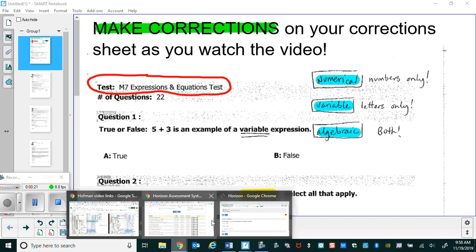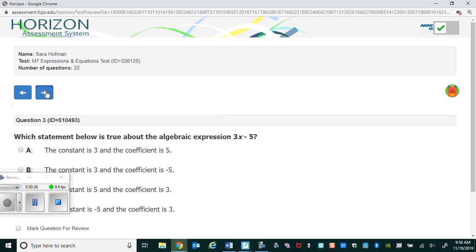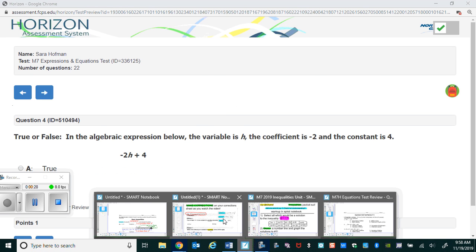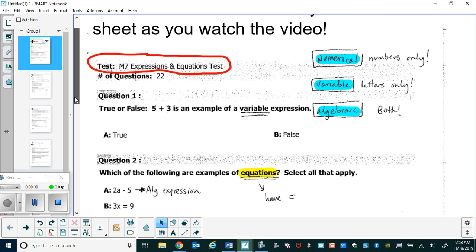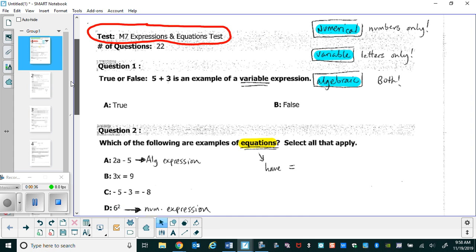I wanted to remind you guys that yes, you are looking at this ecart. You are looking at corrections on this particular test, but I've got it printed out for us here. So I'm just going to be going through. I want you guys to make corrections on your corrections sheet as you watch this video. I'm going to be starting up here with question number 1. And the idea here is that as you can see me going through the problems, if you want to skip ahead in the video and skip to a question that you missed, feel free to do so.